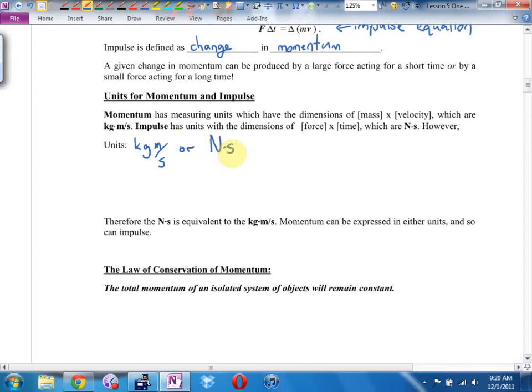Momentum can be measured in kilogram meters per second or newton seconds. And both are right. I write this one if I've gone mass times velocity. I write this one if I've happened to go force times time. But they're interchangeable. A newton second is equivalent to a kilogram meter per second. Momentum can be expressed in either units, and so can impulse.